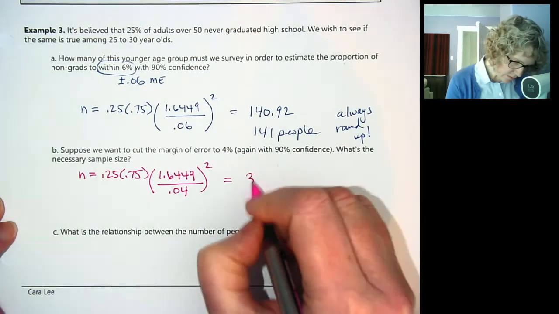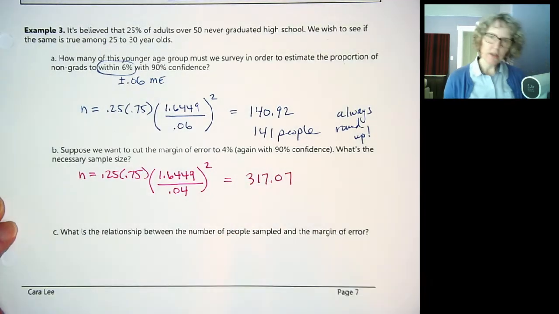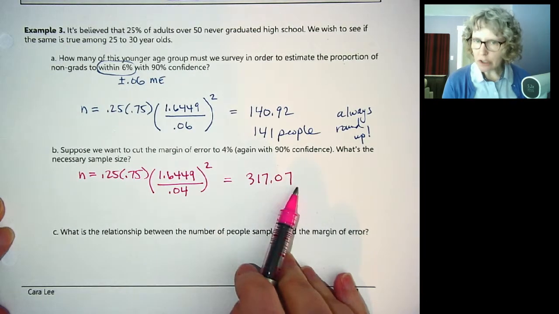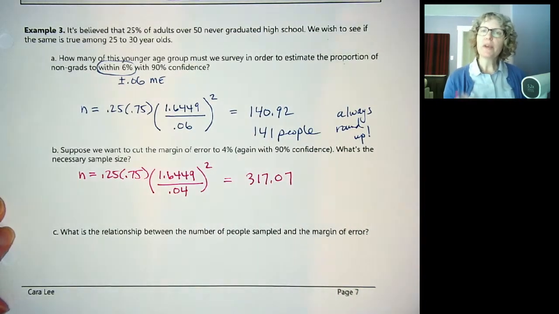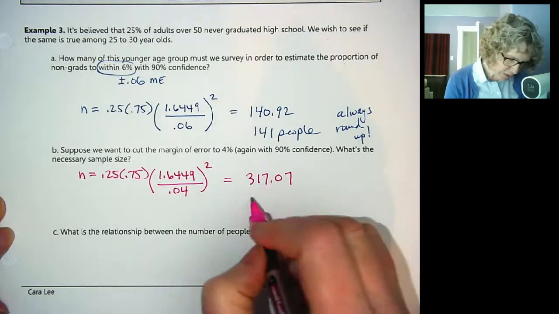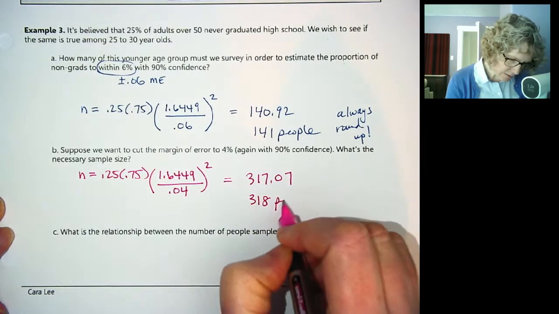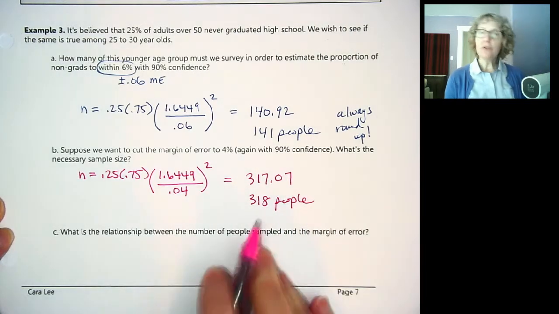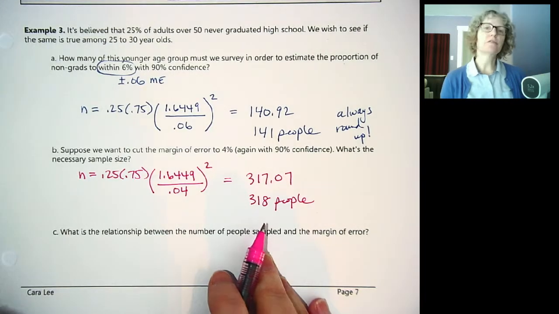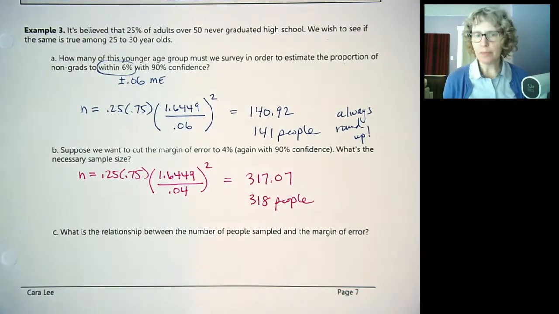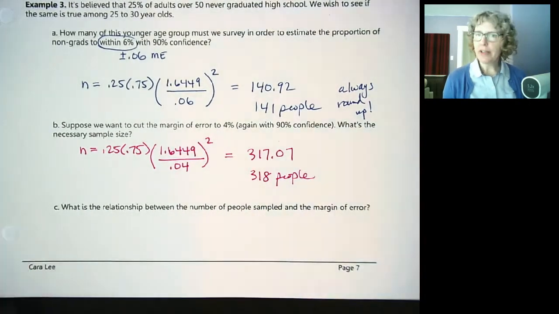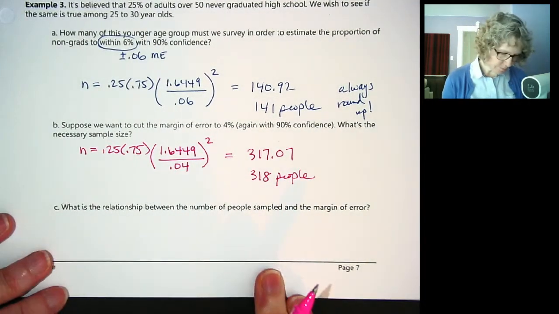317.07. This is an example where, even though it's 0.07 of a person, if we want 4%, we have to go up, not down. We have to sample at least this many people. So this would be 318 people. So it went up. To get a smaller margin of error, we need to sample more people. That makes sense, right? The fewer people you sample, the more variability you're going to have.